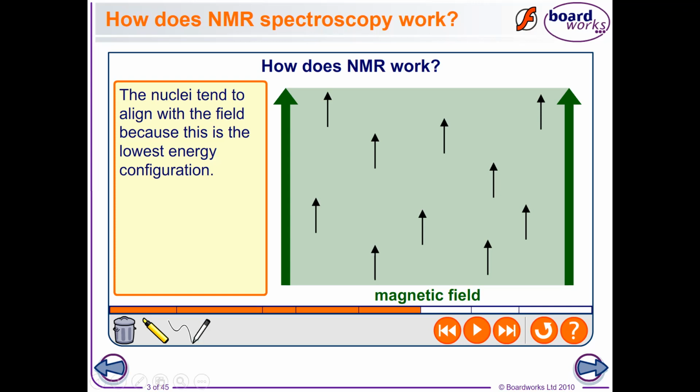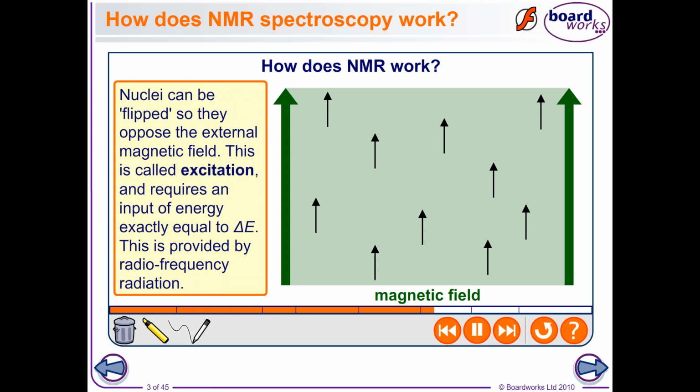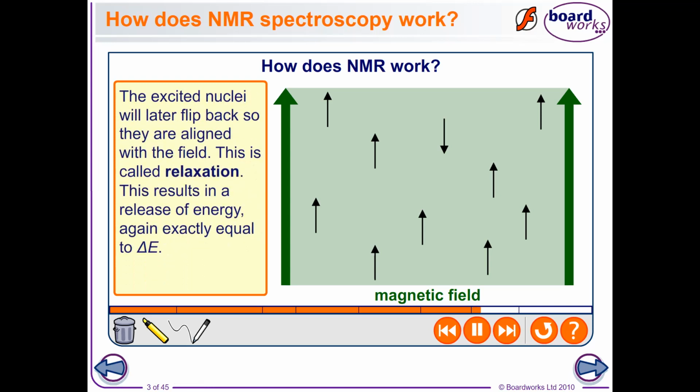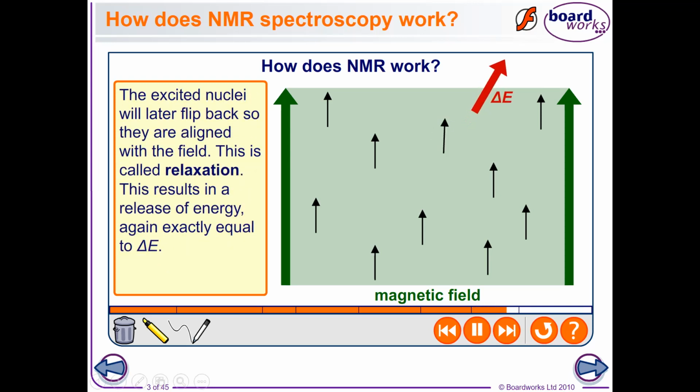So if we now give energy, you will see an electromagnetic wave has just come in. That particular nucleus that you just saw has aligned against the field. It's now in an excited state, but it won't stay there. It'll flip back down, and when it does so, it will re-emit that energy as a burst of energy, as it relaxes back to its low energy configuration. Now, it's that burst of energy that we measure in NMR.